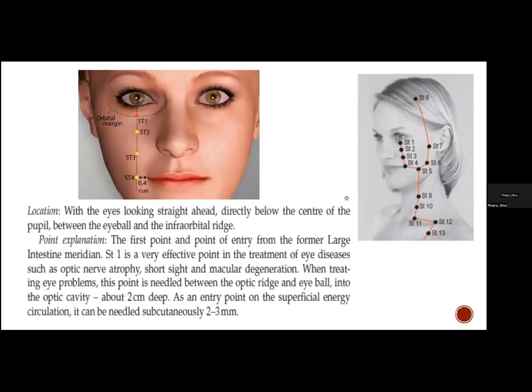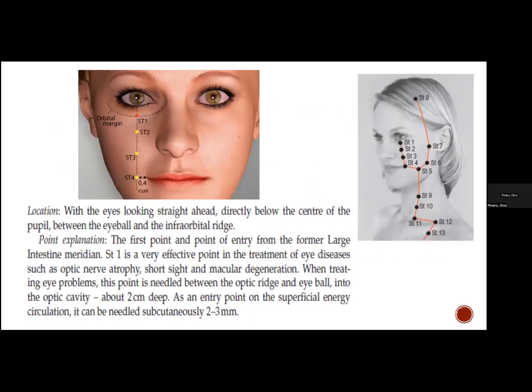So first, we have the stomach 1. The location with the eyes looking straight ahead directly below the center of the pupil, between the eyeball and the infraorbital ridge. So dito po yun sa may mata. The point explanation, the first point and point of entry from the former large intestine meridian.